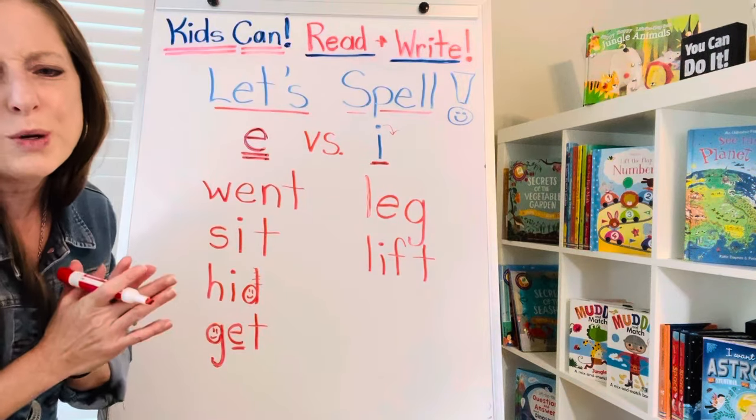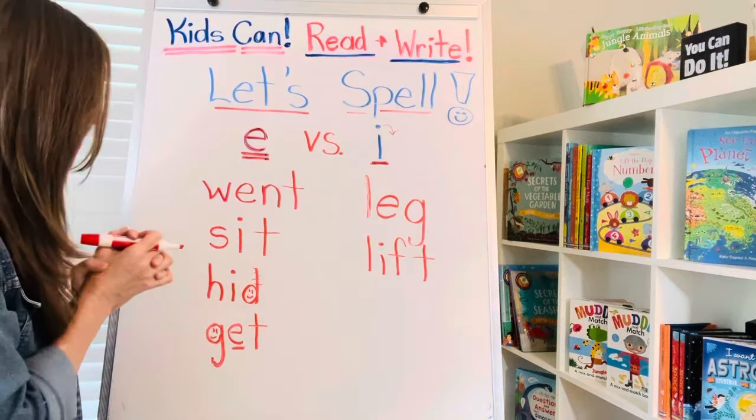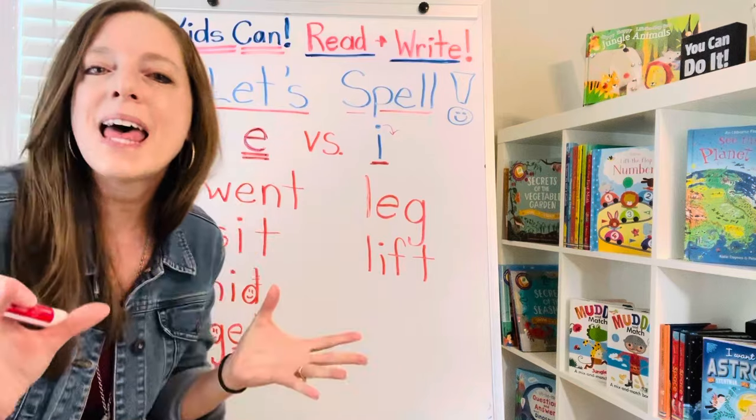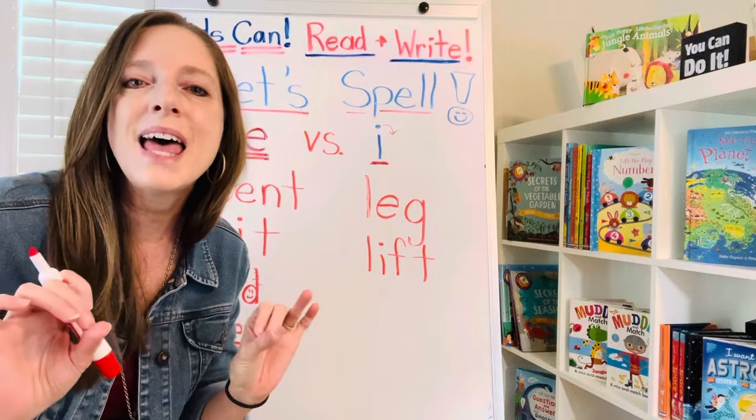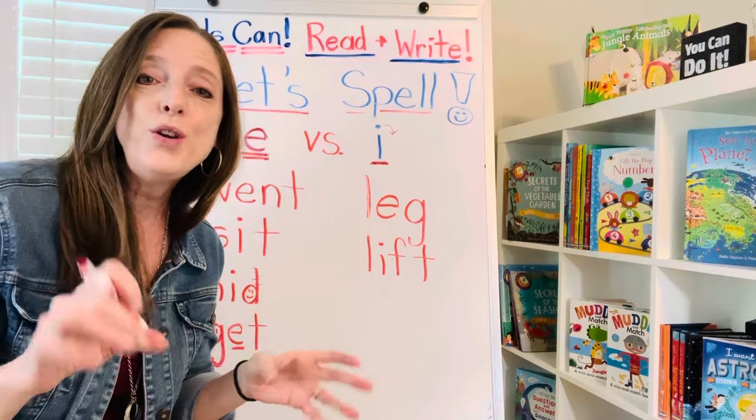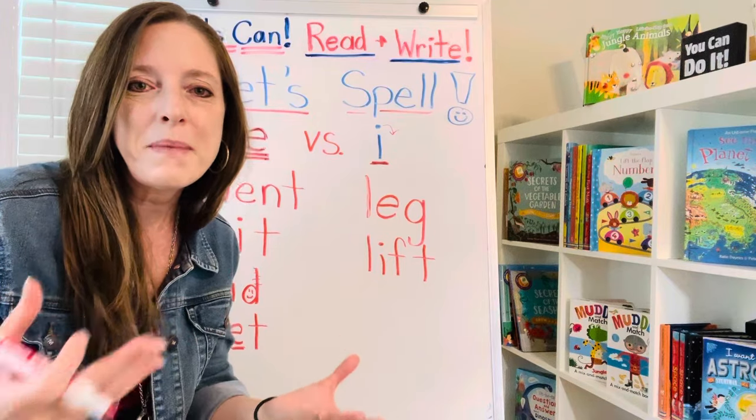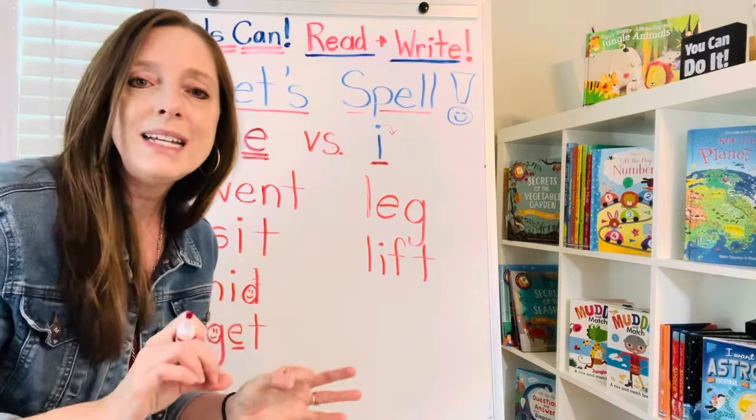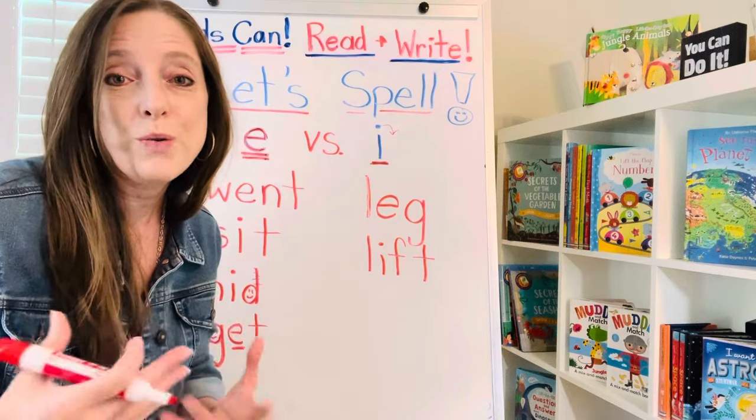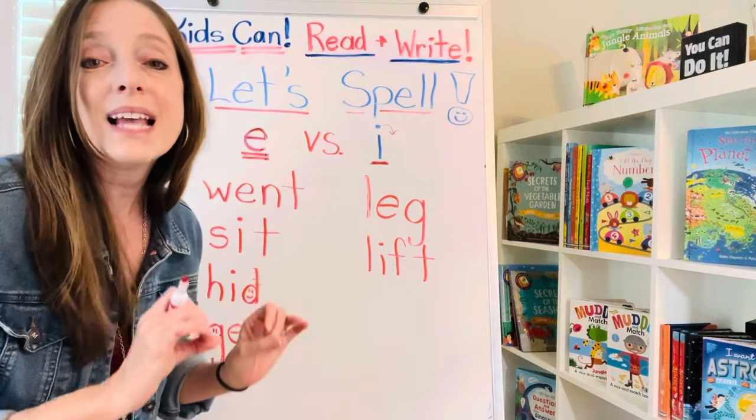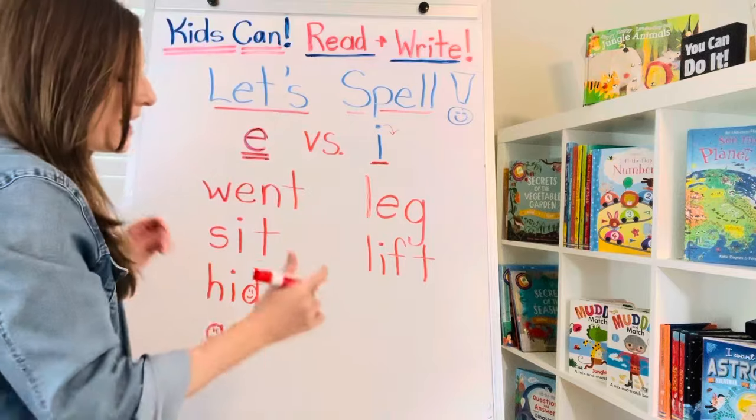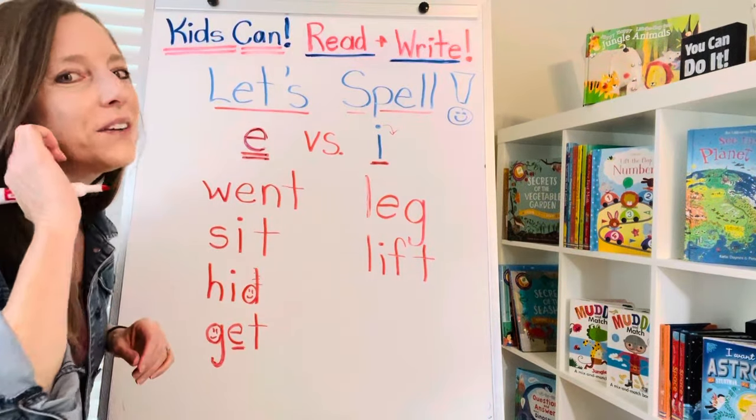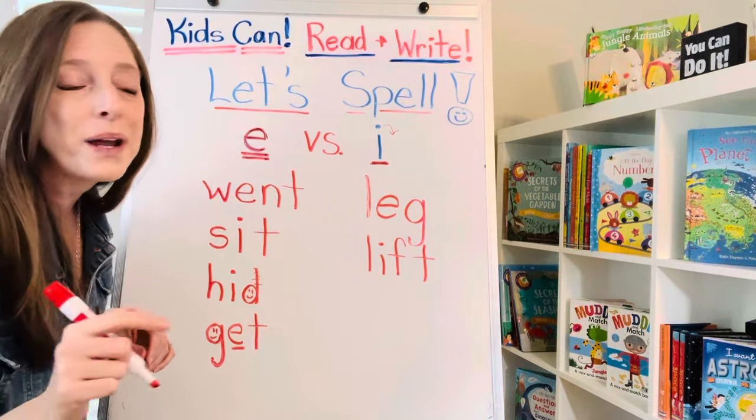All right, we'll do two more. Let's see. How about send? Send. Can you send me a letter? Or can you send someone to the store to buy something? Send. All right, let's see if you can spell it. Listen carefully to that vowel. Make sure you get the right one.